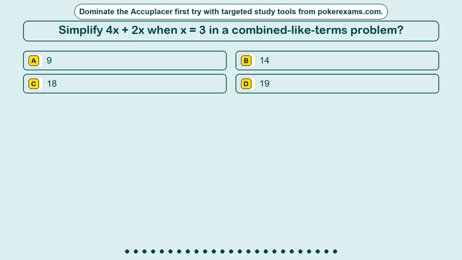Question 7. Simplify 4x plus 2x when x equals 3 in a combined like terms problem. Option A, 9. Option B, 14. Option C, 18. Option D, 19.